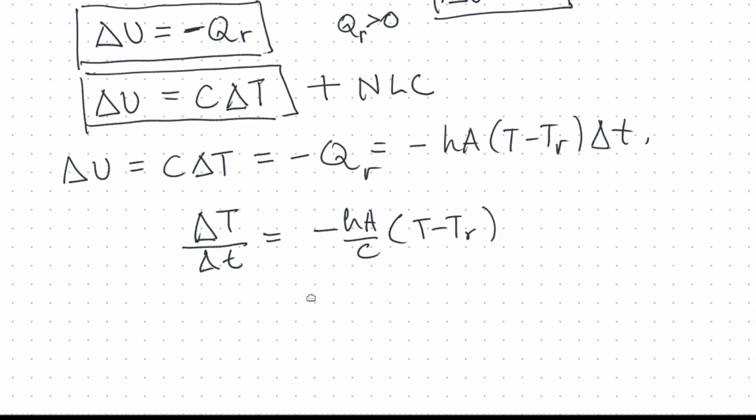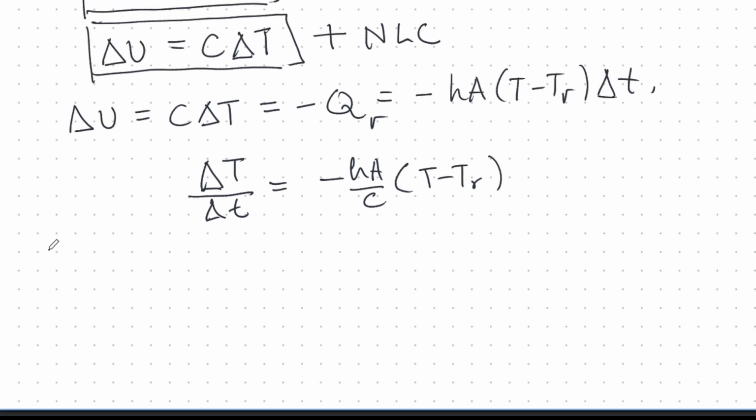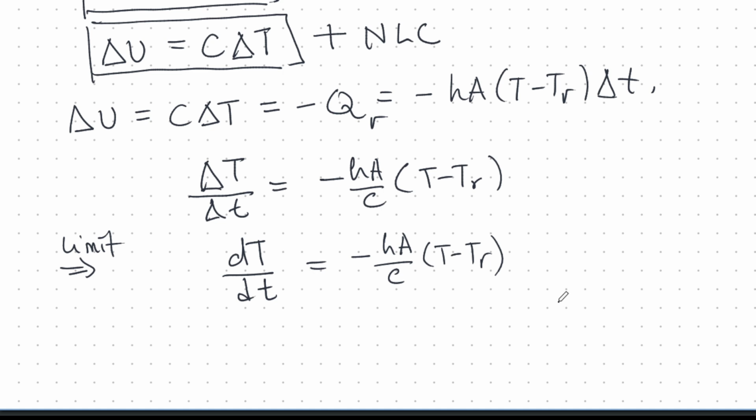And, well, let's take the limit. So as delta t is very small, both of these become infinitesimals. We take the limit for a very small process, small changes: dT by dt equals minus hA over C times (T minus T_R). Very beautiful.